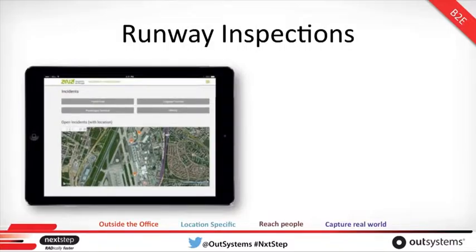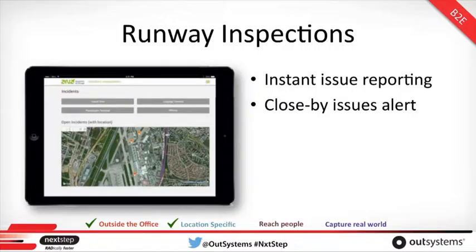And now with this application, first, they are able to instantly report an issue. They found an issue, they report it. They can also get alerts when they are close by an issue. So this avoids duplication, because whenever you are working with paper, someone finds the issue, puts it on paper, will eventually get back to the office, and will eventually put the issue on a computer. And what might happen is that someone else might have reported it before them.